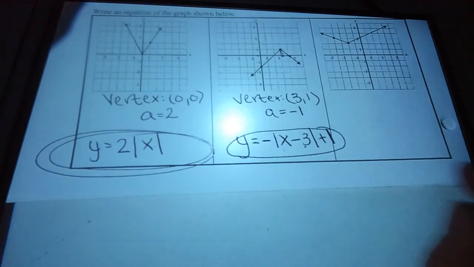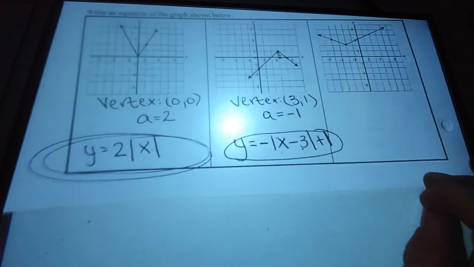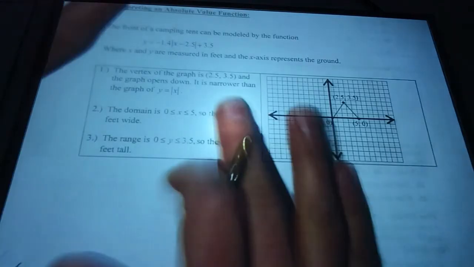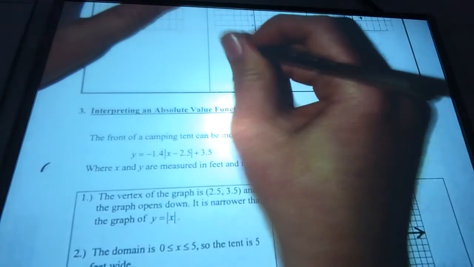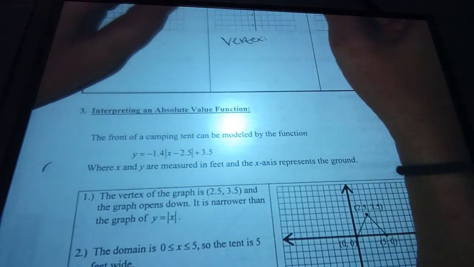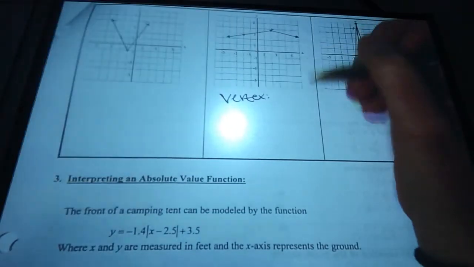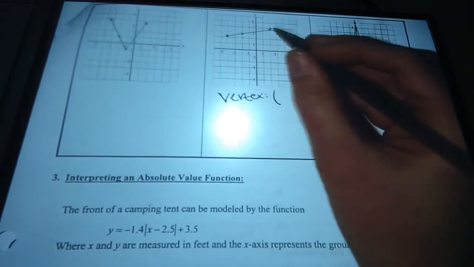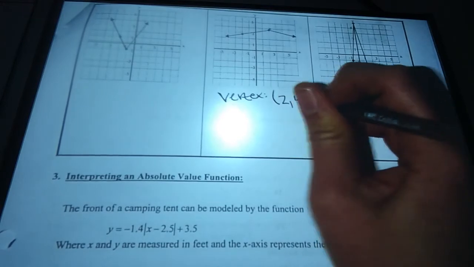Let's do one more together. Actually, let's not do this one. I'm going to do one that's really shifted for some reason. Flip your page. Look at the middle one here. What do you think your vertex is? And I'll tell you the document just shifted, so it should be exactly on that point. So what point is that? X is 2, Y is 4.